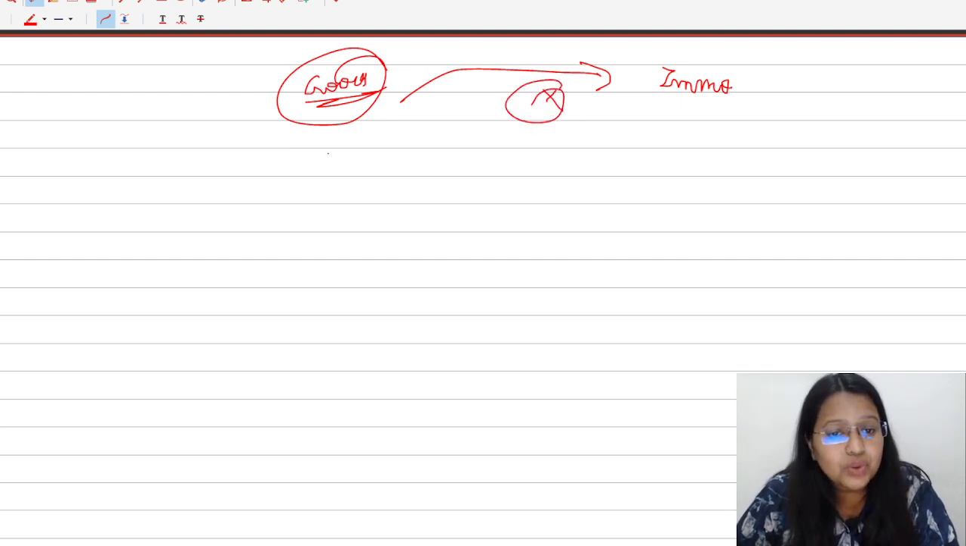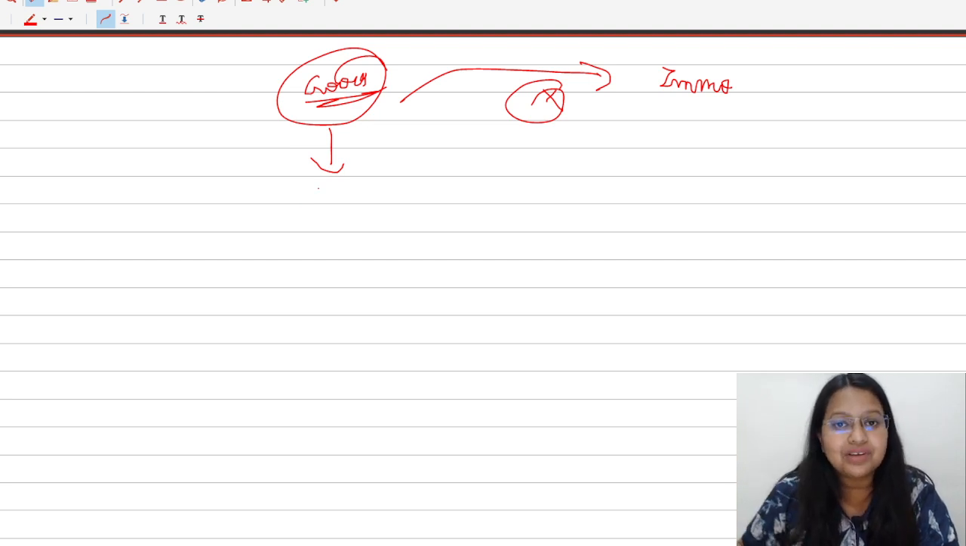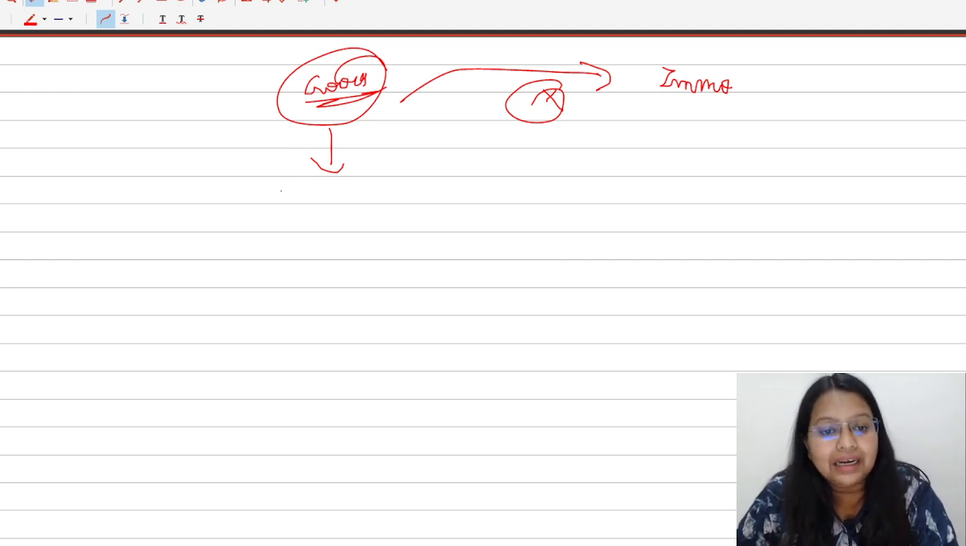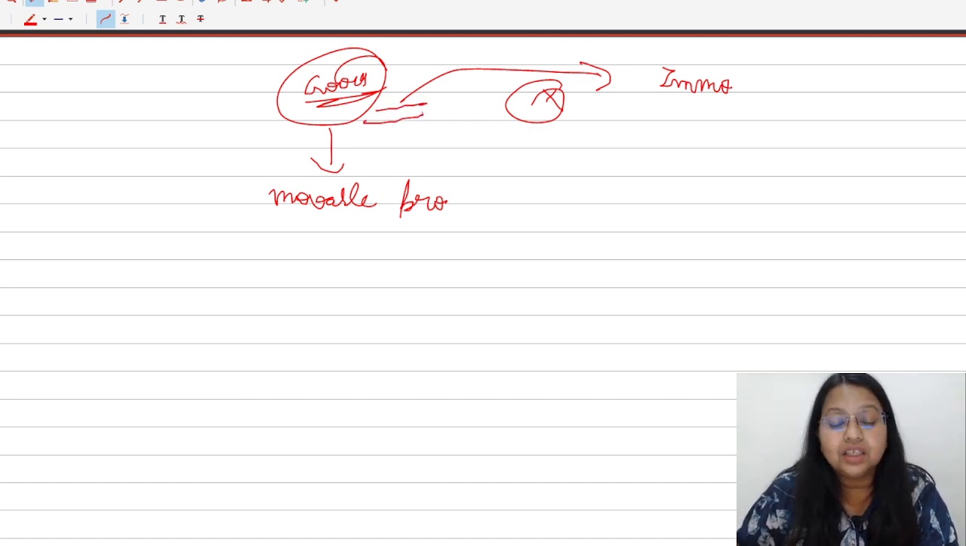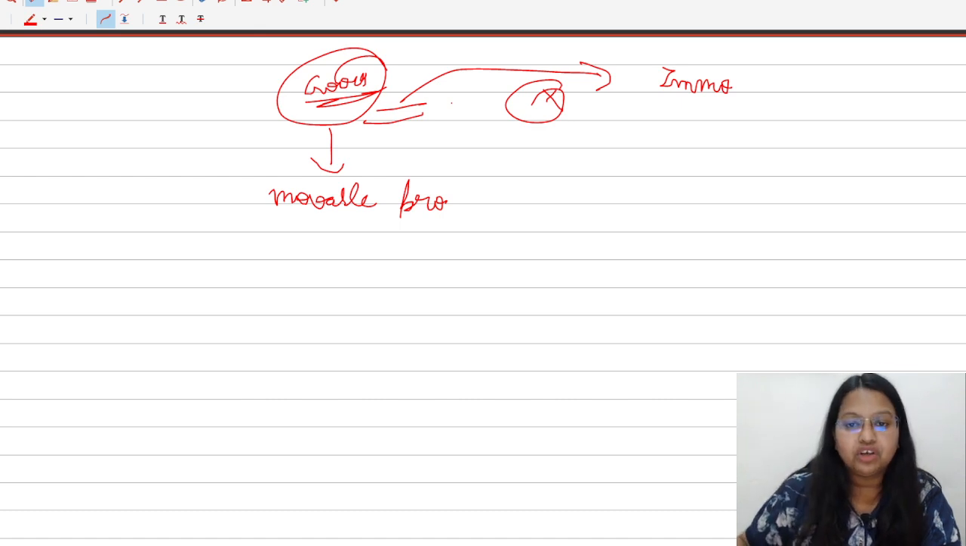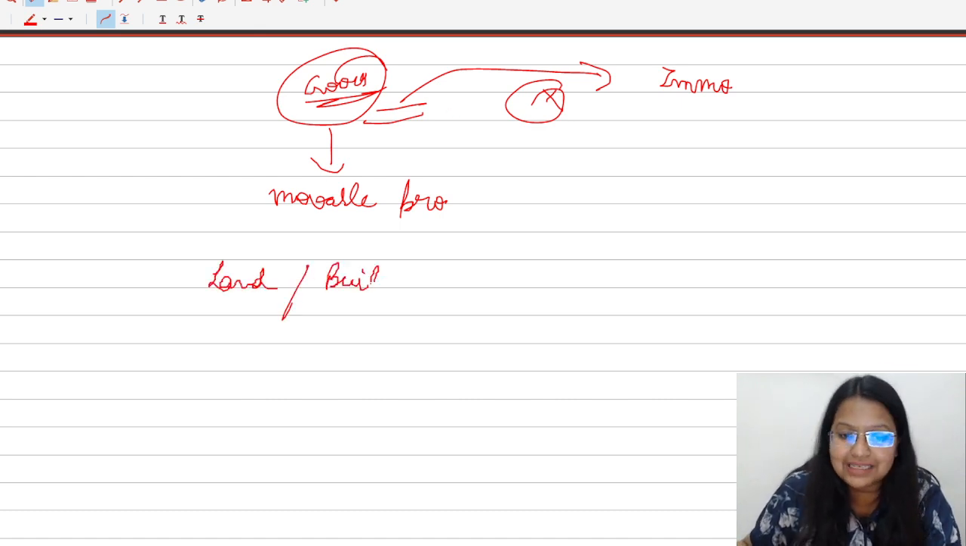Why? Because students, in the definition of goods, section 2 of the CGST Act 2017 says that goods will contain only movable property. It means the property which we can move from one place to another place. But can you move land or building? No. So land or building does not become part of the goods. So what will happen if there is a transfer of land or building? Let's understand about it.